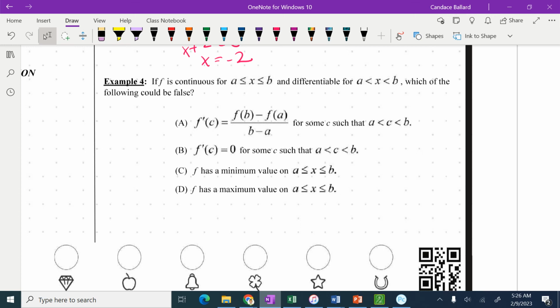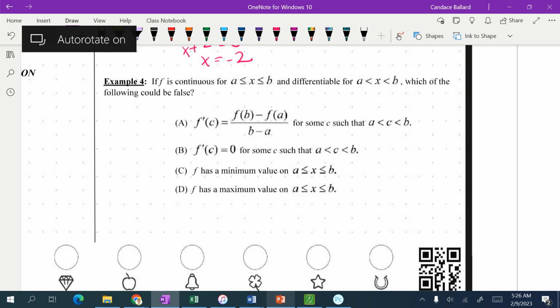Even though this says extension, we're going to go ahead and do it. We're still on Calculus 5.2, and we are on example 4. It says, if f is continuous on the closed interval from a to b, and differentiable on the open interval from a to b, which of the following could be false? So we're talking about could be false.